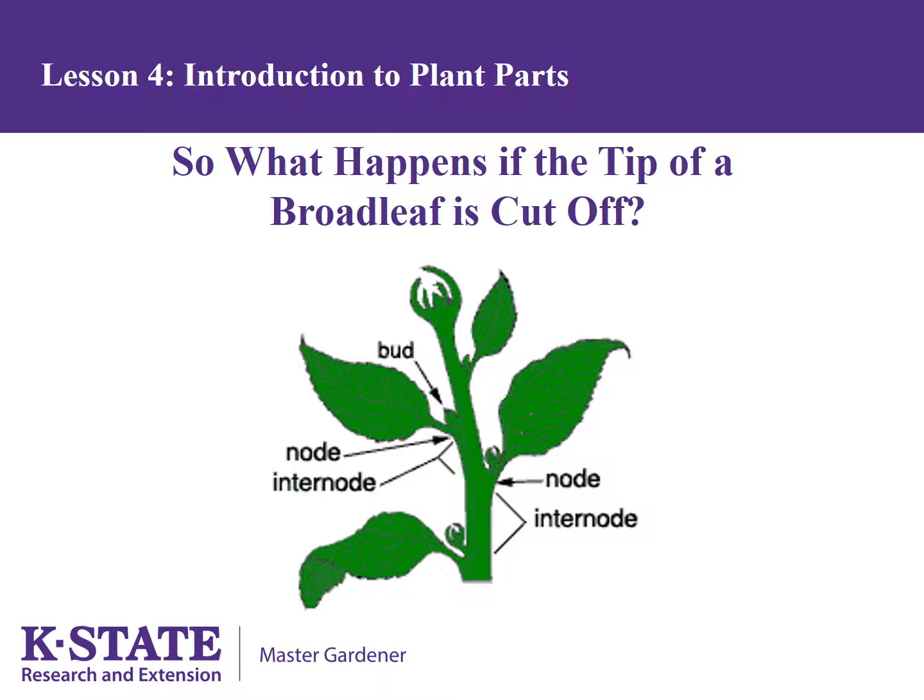So what happens if you cut off the top bud in this slide? The top bud containing the apical meristem releases a hormone that prevents the lower buds from growing. Removing the top bud allows the buds underneath to grow. Removing buds can also help thicken up a plant. This is often done on garden mums. Let's look at a video to see how this is done.